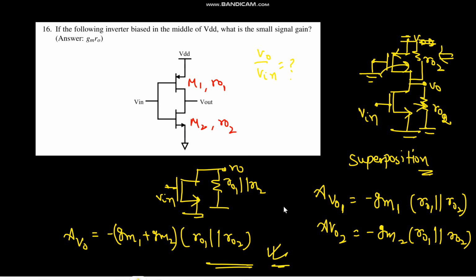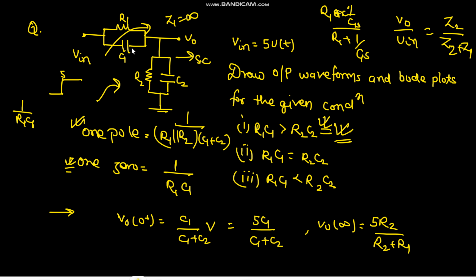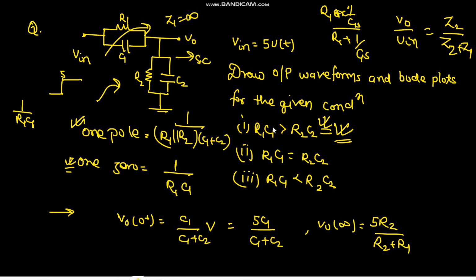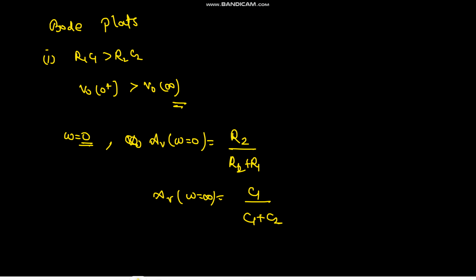Omega equals to 0 means infinite impedance. So this would be open circuited and this would be open circuited. So our gain would be R2 upon R2 plus R1, so this would be our gain. And AV at omega equals to infinity, that would be C1 upon C1 plus C2. So which one is larger? By this condition you can say for this one, this is larger, right? So at infinite frequency we are having more gain, and at 0 frequency we are having lesser gain.